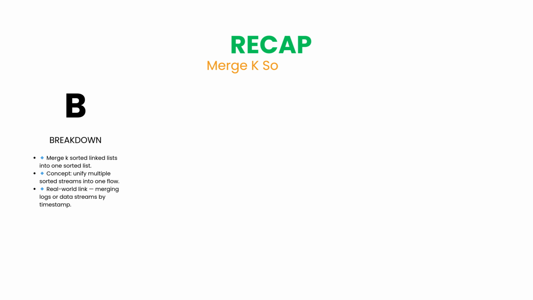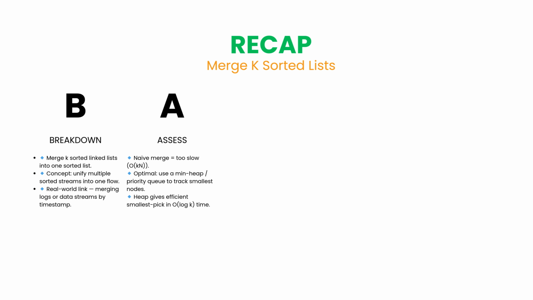Breakdown recap. We're given an array of k sorted linked lists and need to merge them all into one fully sorted linked list. Conceptually, it's about combining multiple sorted sequences into a single unified list. Assess recap. A naive approach would merge the lists one by one using two-list logic, but that's slow. The optimal approach leverages a min-heap, or priority queue, to always select the smallest node across all lists. This reduces the complexity significantly and makes it efficient even for many lists.